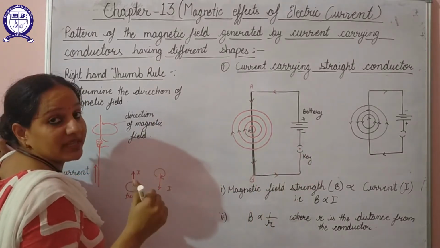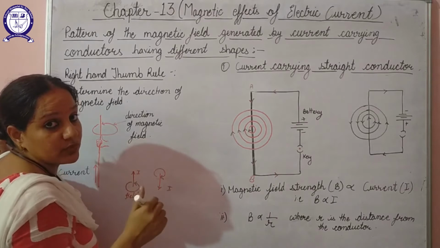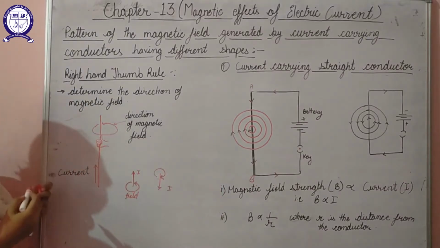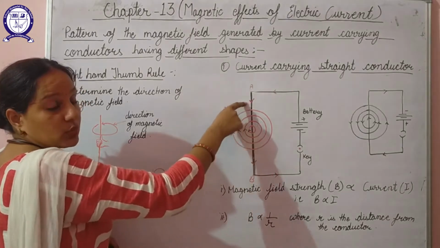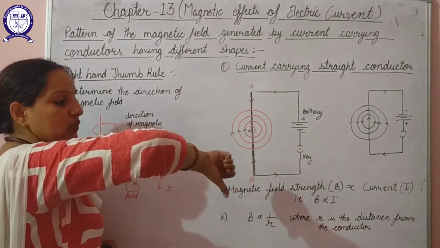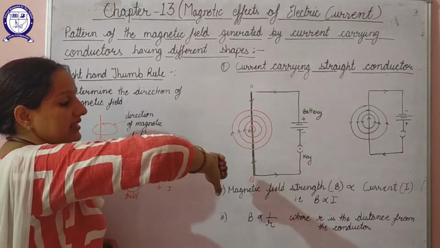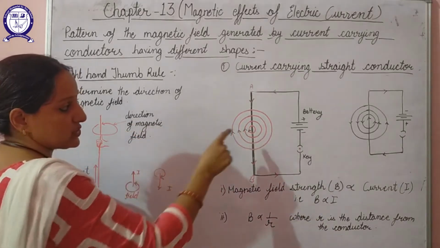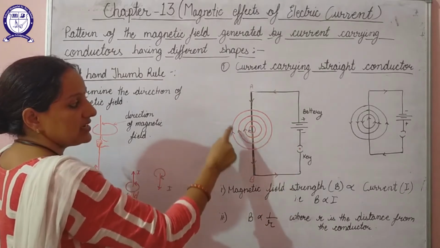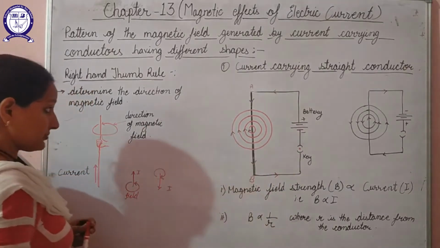Now next, what will be the direction of magnetic field? This we will determine using Maxwell's right hand thumb rule. Here the direction of current is downwards. When the direction of current is downward, the fingers are specifying a clockwise direction. So here the direction of magnetic field will be clockwise.